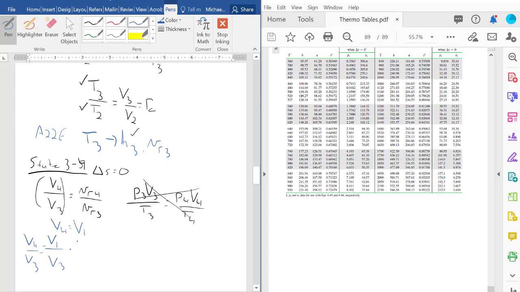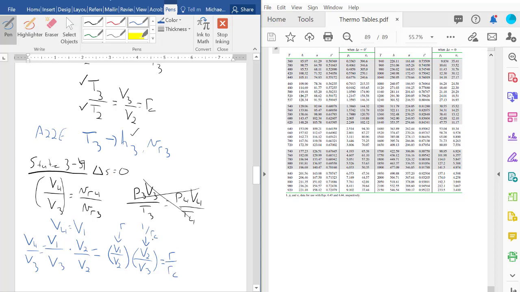It's going to be the kind of one that's V2 over V2. Right? So we're going to not leave it like this. We're going to group these things a little bit differently. So this will be V1 over V2 multiplied by V2 over V3. Right? So V1 over V2, this is our compression ratio. V2 over V3, this is 1 over our cutoff ratio. So this V4 divided by V3 is equal to R over RC.